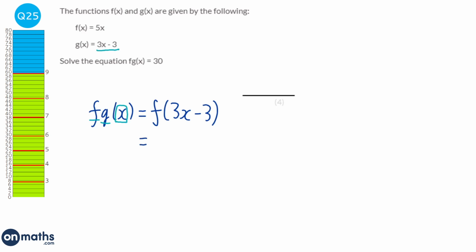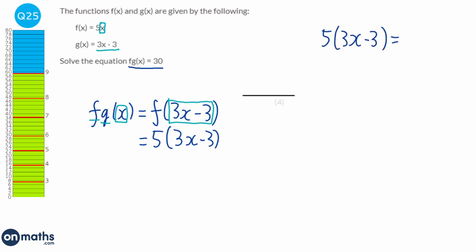Next, we want to feed in the 3x minus 3 into f of x, so where this x is here. So it's going to be 5 times 3x minus 3. Now the question actually has this equal to 30 and asks us to solve it. So 5 brackets 3x minus 3 equals 30. So we're going to get our solving lines in.